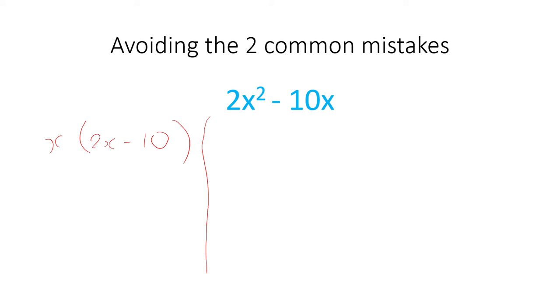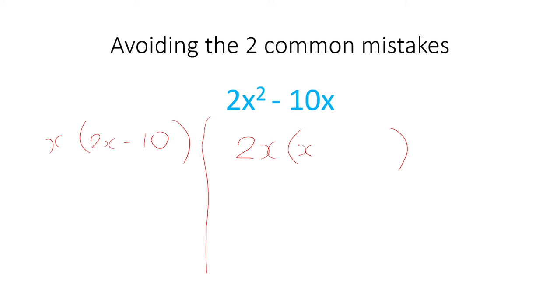Second thing, let's start from the beginning. What goes into 2x squared and minus 10x? Well, x goes into both, but also 2 goes into both, so I can take out a 2x. So I now open up the bracket. How do I go from 2x to 2x squared? Well, that's going to be multiplying it by x. How do I go from 2x to minus 10x?